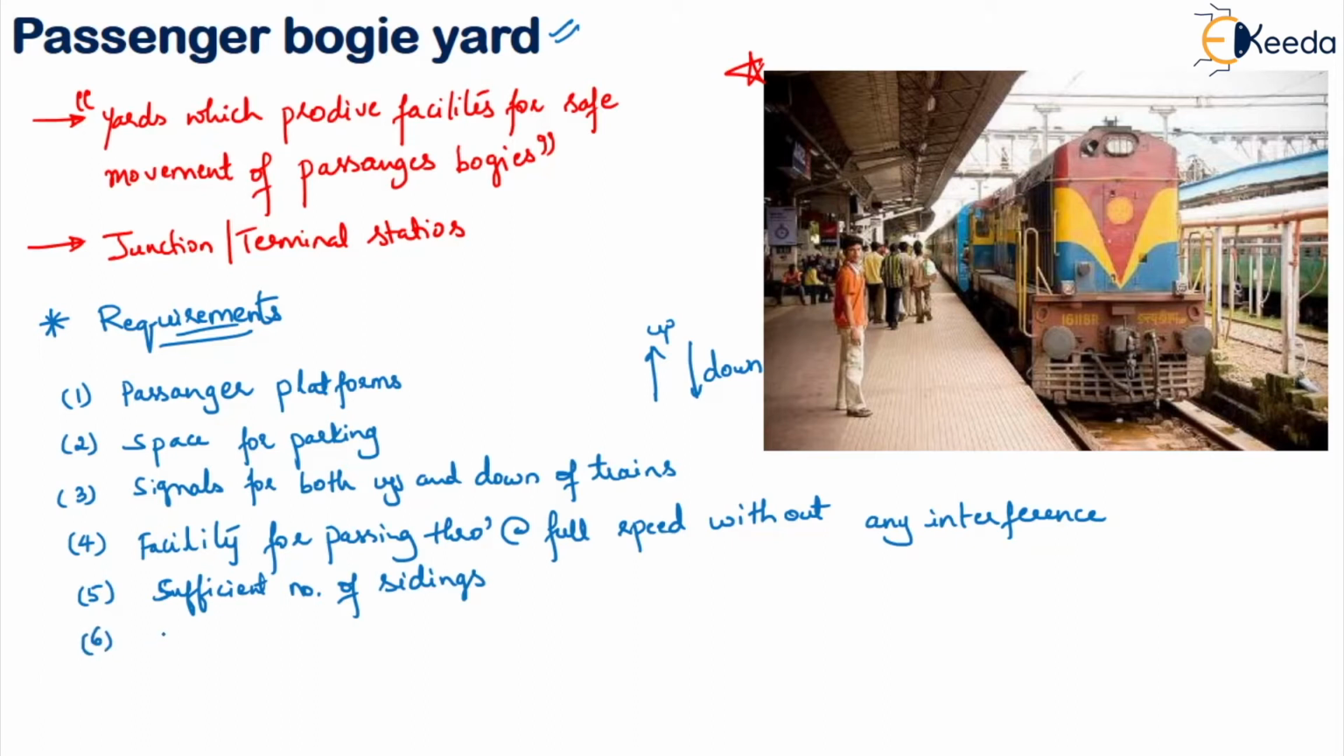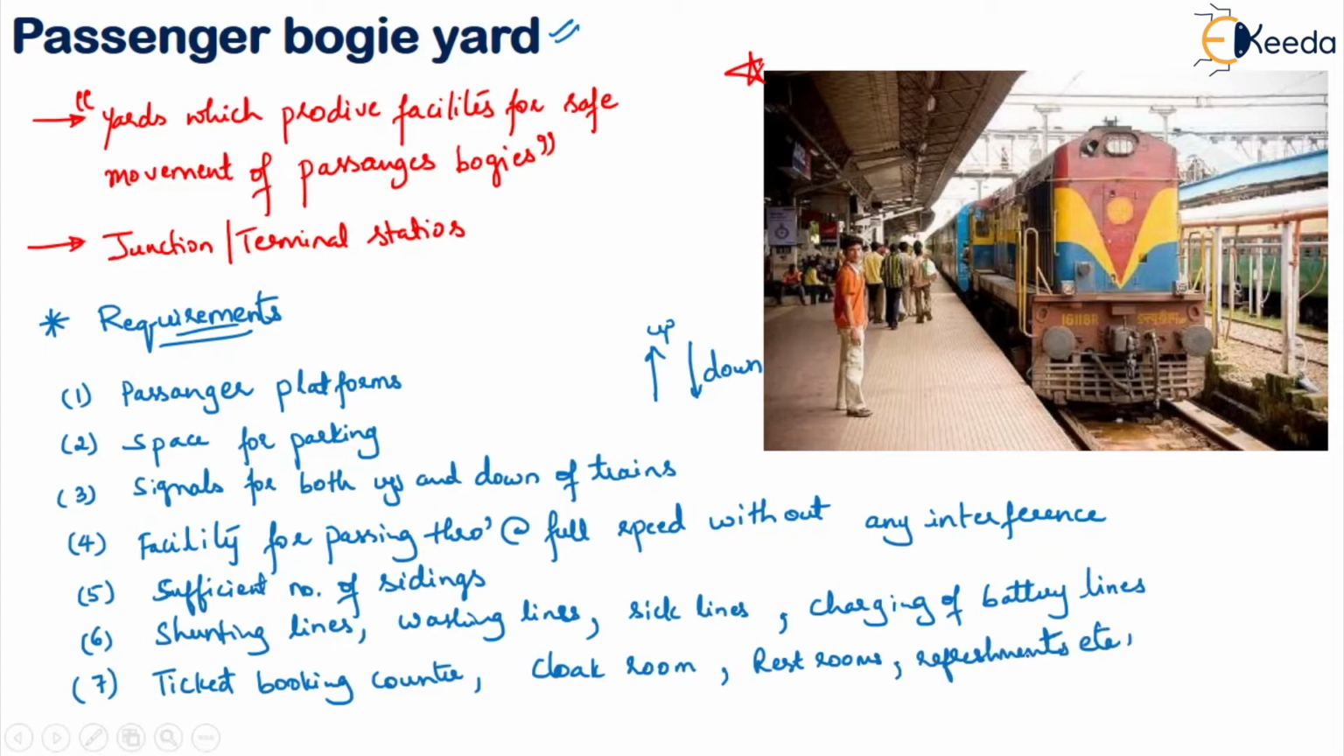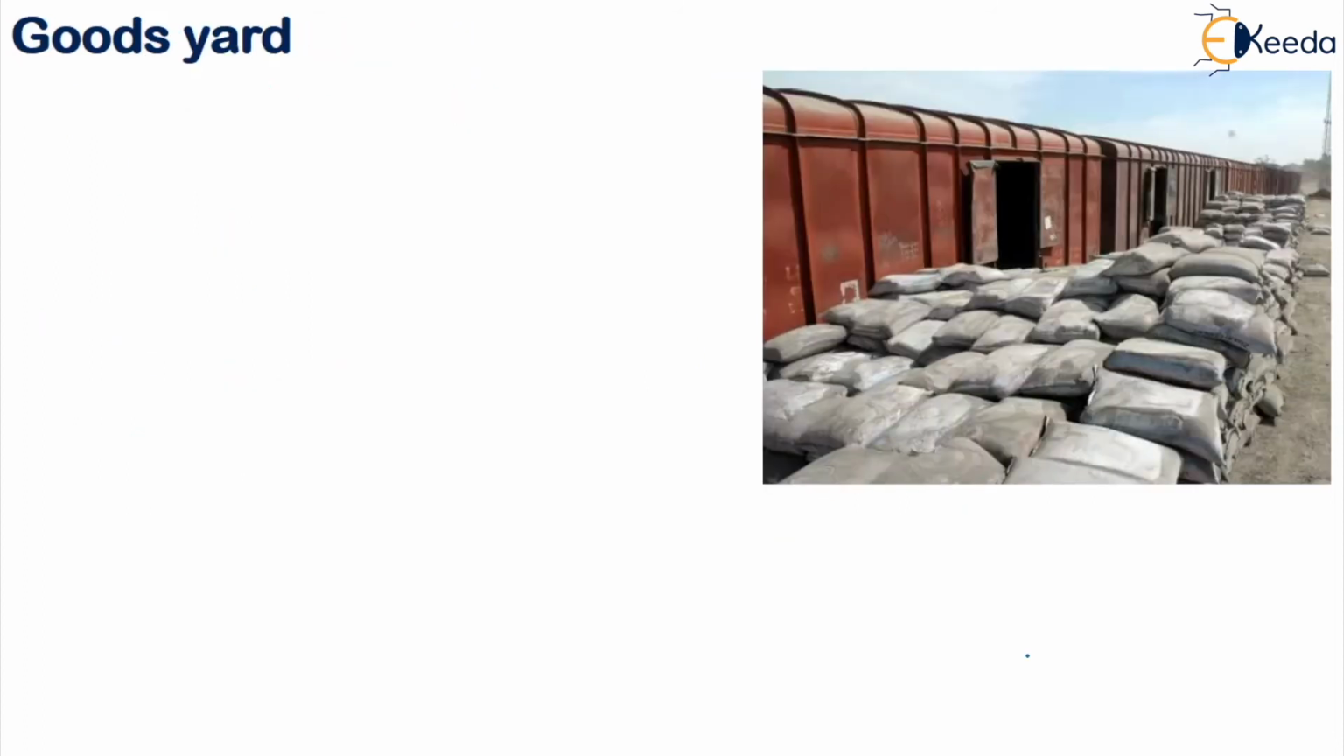Right. Then what else do we need? We need shunting lines, washing lines, sick lines, charging of battery lines, right? As well as we need a ticket booking counter or office. Then we need a cloak room for storage of luggage, and restrooms. All these things we need. Any refreshments. These are the basic requirements which have to be there in your passenger bogie yard. So hope you have understood the details about the passenger bogie yard. Move to the next one.